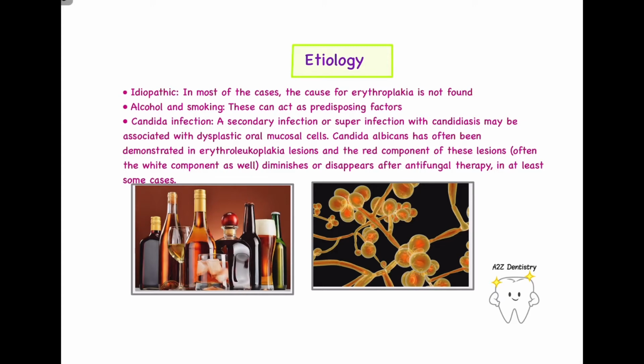Now as we know, candida is an opportunistic type of fungal infection which is more common in immunocompromised individuals. It is a type of secondary infection or a superinfection, and this can present as candidiasis associated with dysplastic oral mucosal cells, right?